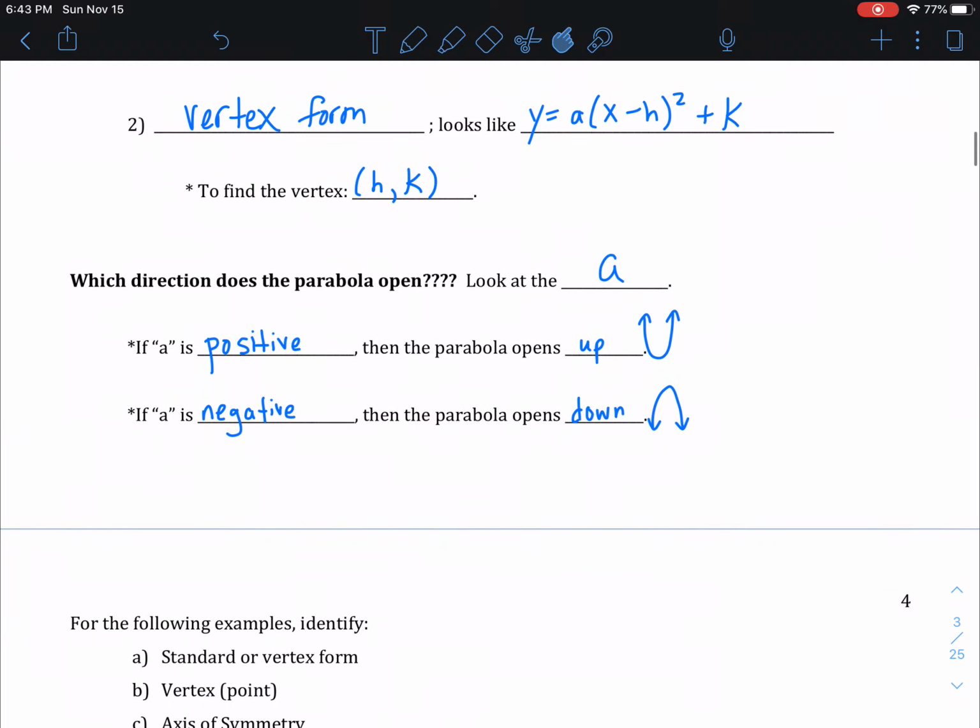Vertex form, we can see here, y equals a parentheses, blah, blah, blah. And that one's really easy to find the vertex there. You just literally can look at what h is and k is, and that would be your xy coordinates of your vertex. Now, I do want to point out something, though. Notice how the formula has a minus sign in front of the h. So when we have that, h looks opposite.